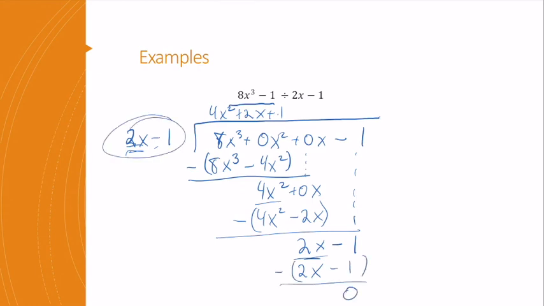So 2x minus 1 was a factor of our original polynomial. So I could rewrite 8x cubed minus 1 equals 2x minus 1 times 4x squared plus 2x plus 1. What we're going to learn in the future sections is that we want to continue to keep factoring. So next I would need to factor this degree 2 polynomial until I've got a whole bunch of degree 1 polynomials.